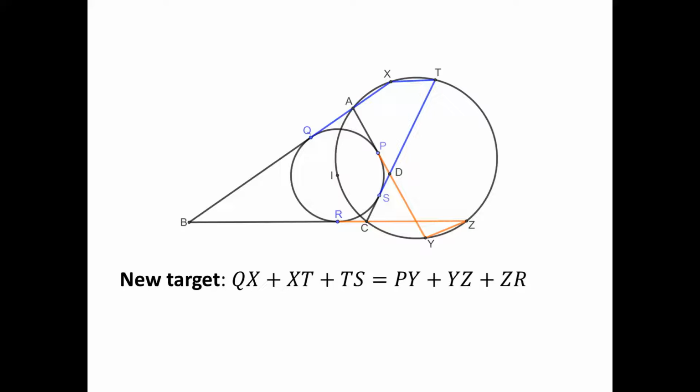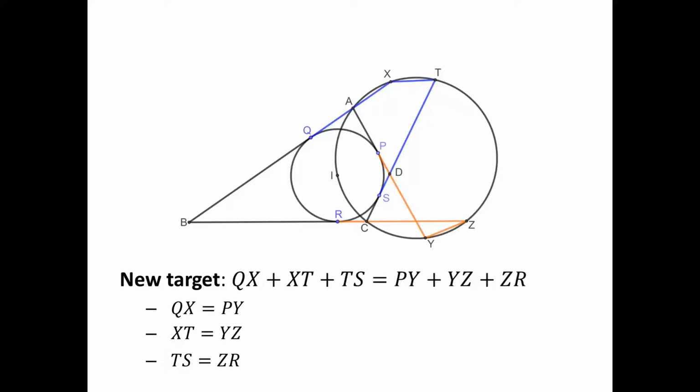Now, let's have a quick summary. We have a new target equation to prove. Both sides contain 3 segments: QX, XT, and TS on the left-hand side, and PY, YZ, and ZR on the right-hand side. As a matter of fact, this equation can be broken into 3 parts. First, QX equals PY. Second, XT equals YZ. And finally, TS equals ZR.